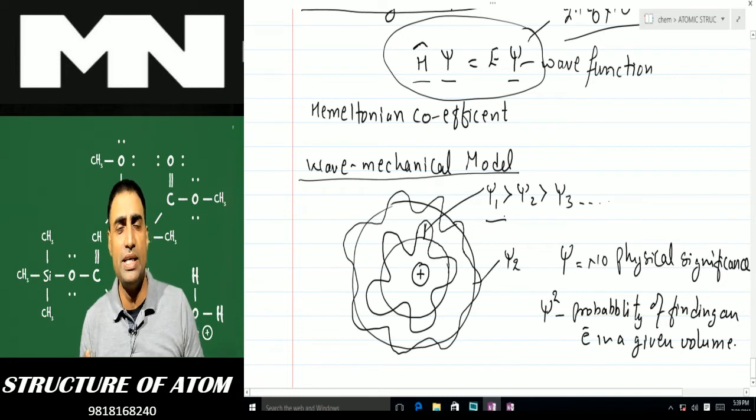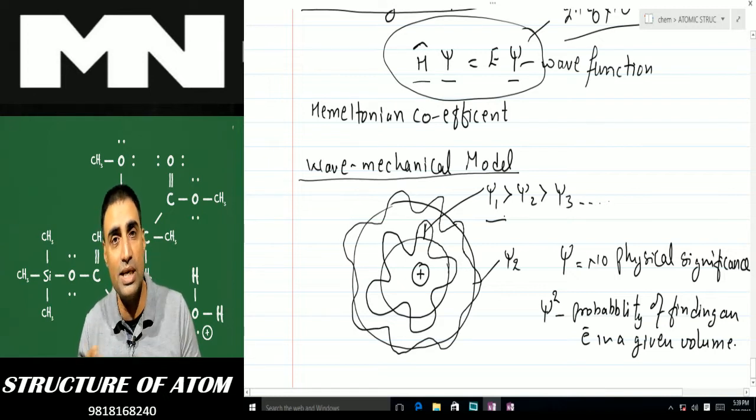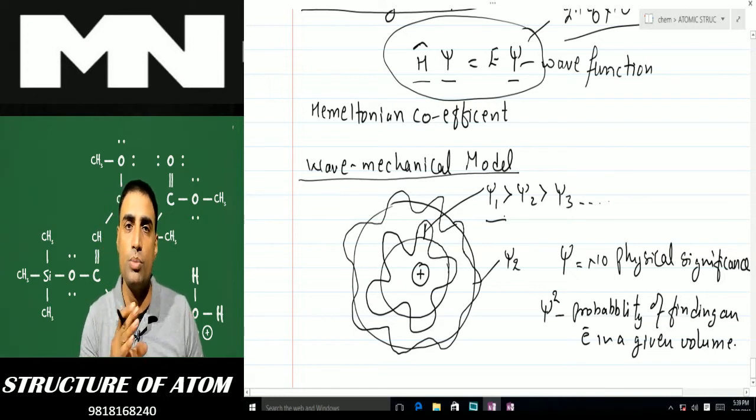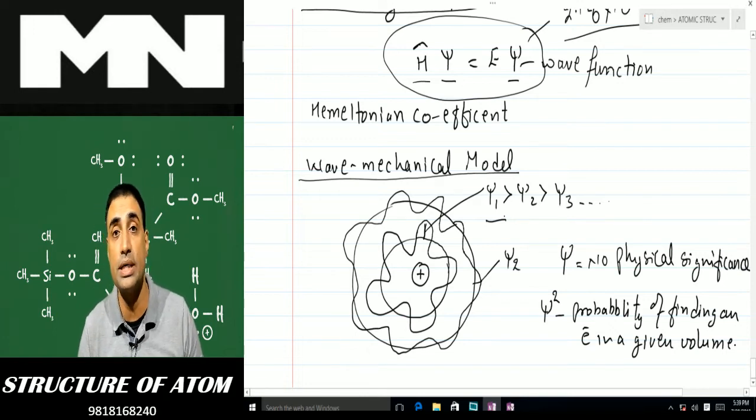The value of xi in the first shell is larger. That means the value of xi square is also larger. That means the probability of finding an electron is higher in the first shell. It is lesser in the second shell. It is still lesser in the third shell. So as you are moving away from the nucleus, the value of xi is decreasing, so the value of xi square is also decreasing. As a result, the probability of finding an electron is also decreasing as you are moving away from the nucleus. So this is the physical significance xi has associated with itself.